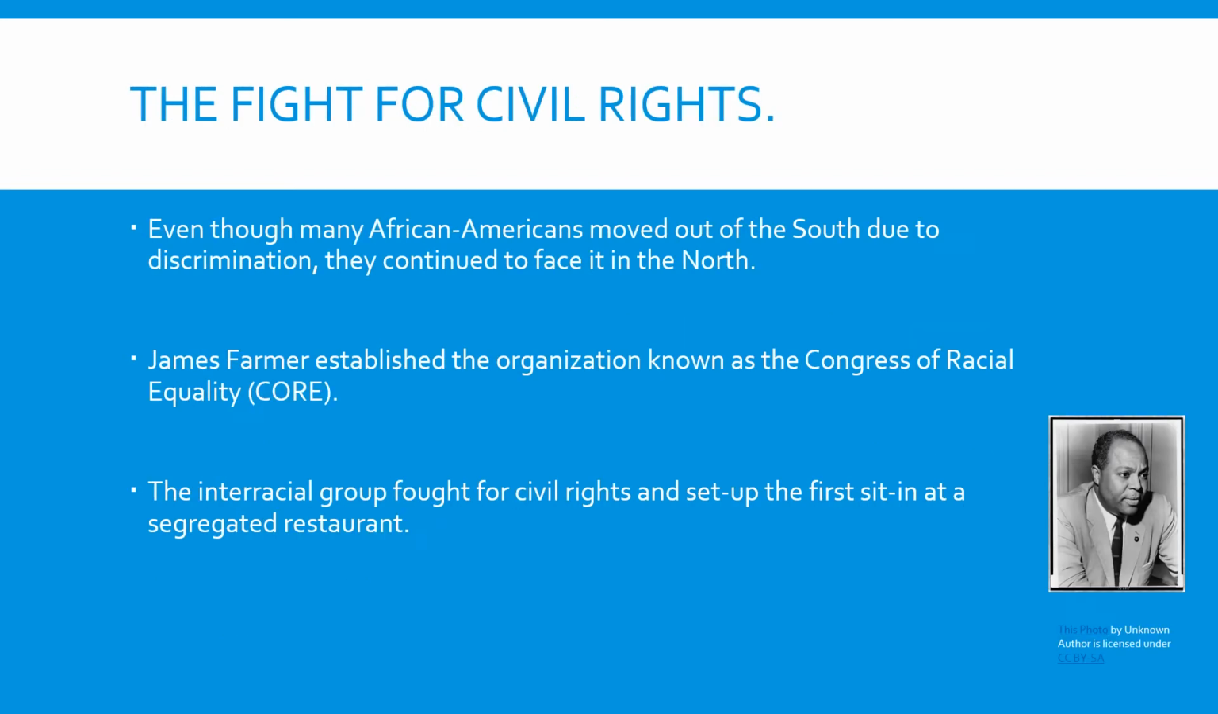Now, the fight for civil rights. Even though many African Americans moved out of the South due to discrimination, they continued to face discrimination in the North. James Farmer, whose picture is right there, established the organization known as the Congress of Racial Equality, or CORE. This interracial group fought for civil rights, and one of the first things they did was set up the first sit-in at a segregated restaurant. African Americans would go to these segregated restaurants where they weren't allowed to eat or sit, and they would sit at the counter, and sometimes whites would join them as well, and refuse to move until they were served.